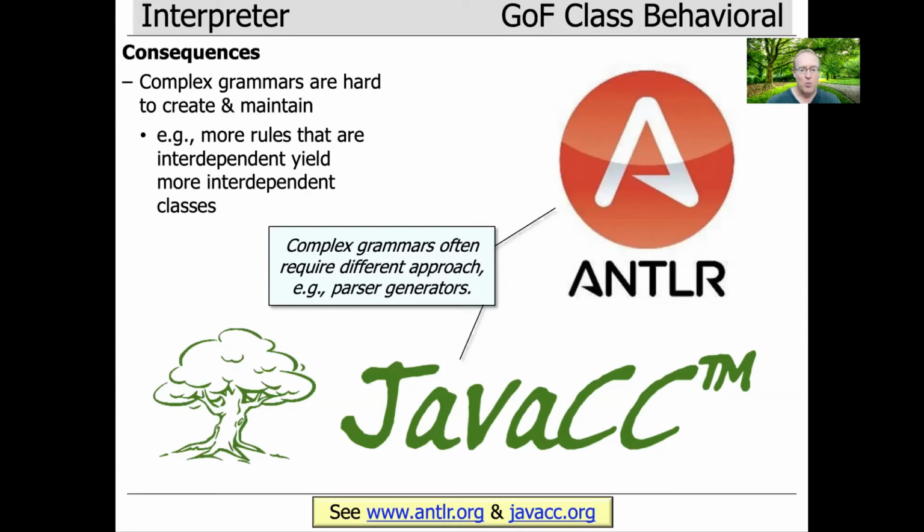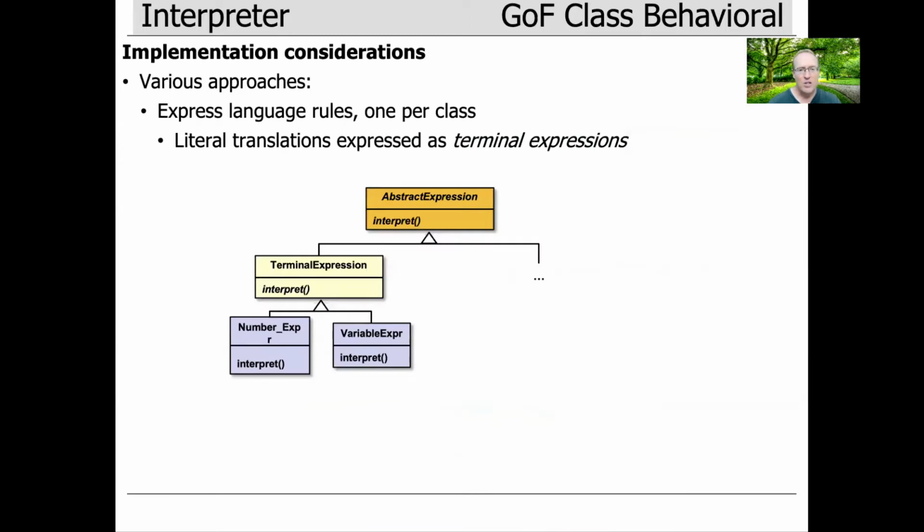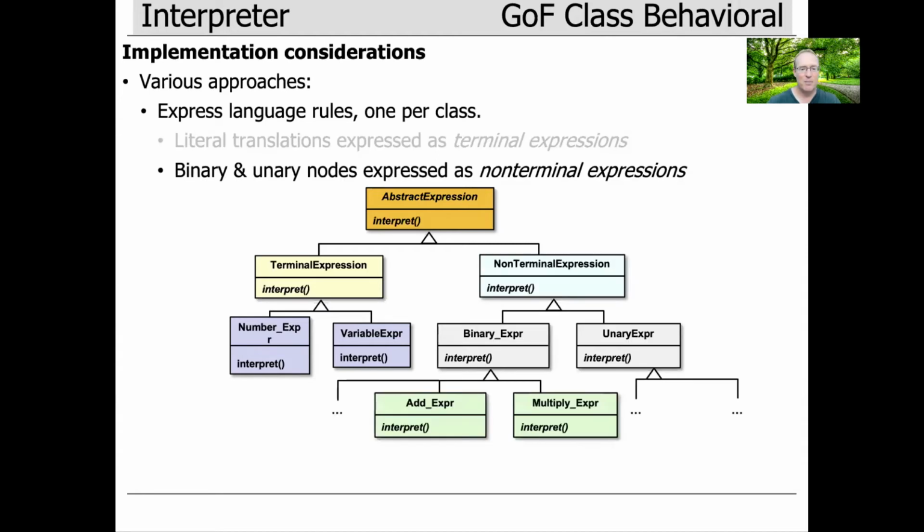There's also a number of implementation considerations to think about when you apply this pattern. For example, how should you apply it? One obvious way, which we've done in our example here for the post-order interpreter, is to express the language rules with one rule per class. So literal translations are expressed as terminal expressions, things like the NumberExpr, for example. And then the binary and unary nodes are expressed as non-terminal expressions. And so this is all handled in a very clean and convenient way.